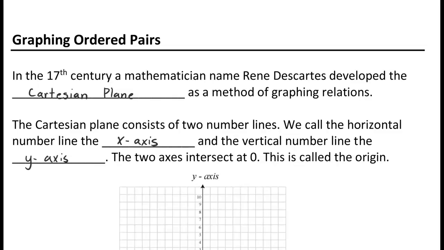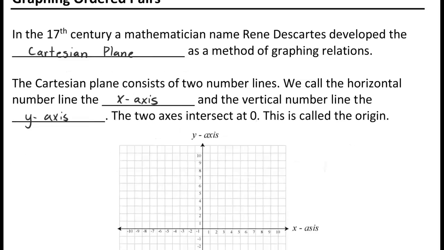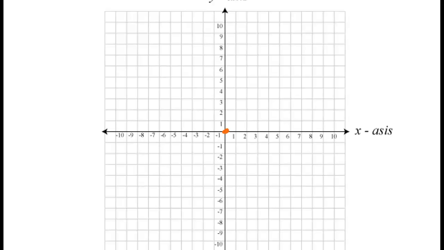So in the 17th century, the mathematician René Descartes developed the Cartesian plane as a method for graphing relations. The Cartesian plane consists of two number lines. We call the horizontal number line the x-axis and the vertical number line the y-axis. The two axes intersect at 0, and this is called the origin. Looking at the middle here, where the two lines meet, this is called the origin, and this is the point (0, 0).